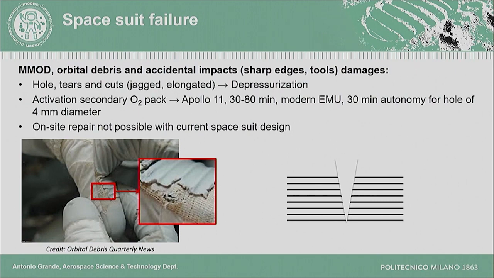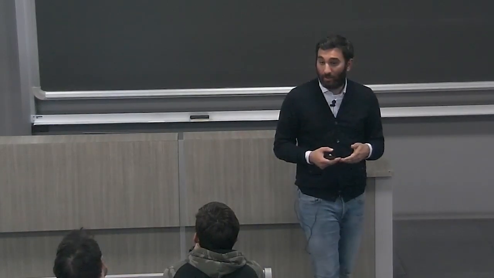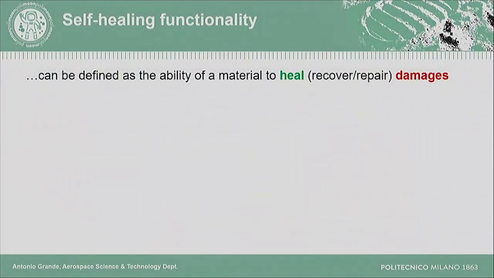So, to have a possibility of repair on site, the idea is to insert a layer of self-healing material, able to repair itself without intervention by the astronaut. So, an automatic repair of the spacesuit. But what is self-healing? Self-healing is the capability of a material to repair damage, any kind of damage, from mechanical damage or chemical damage and so on.